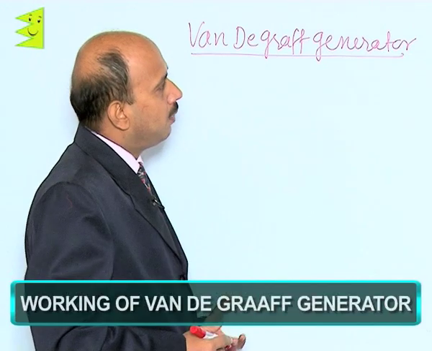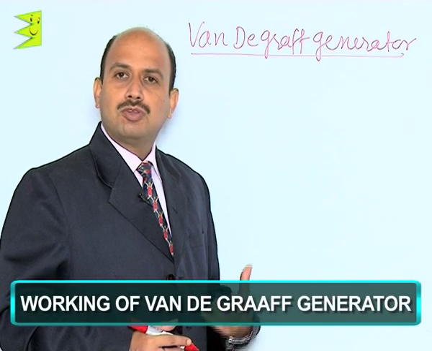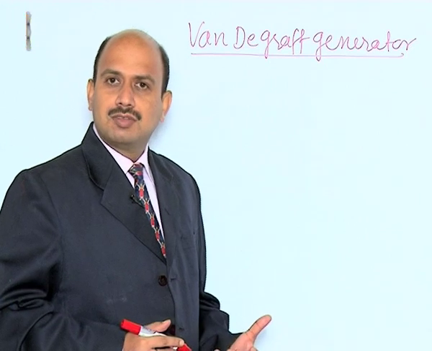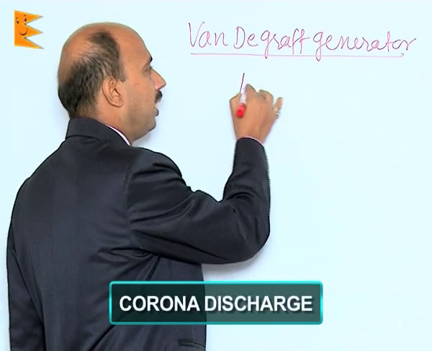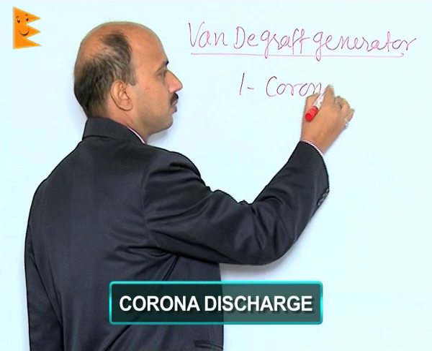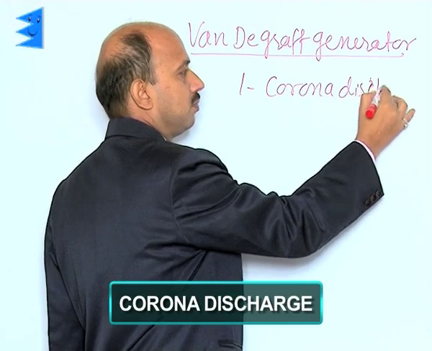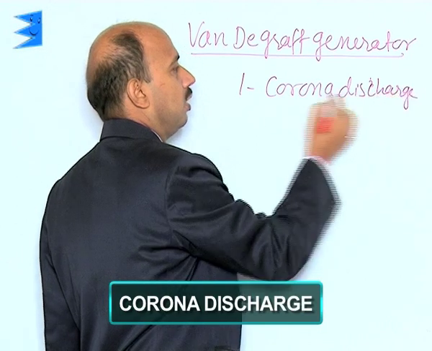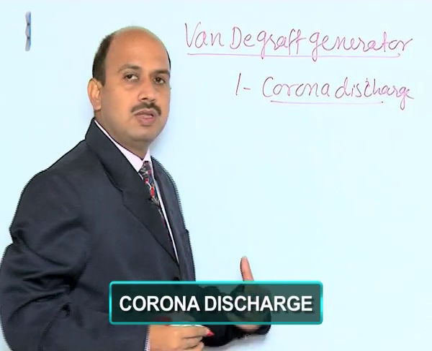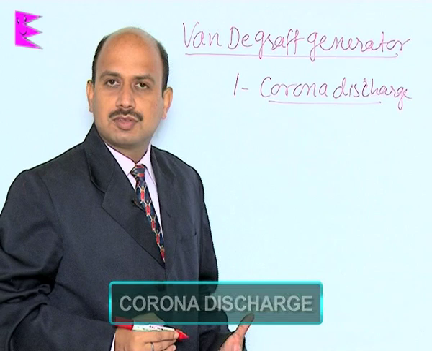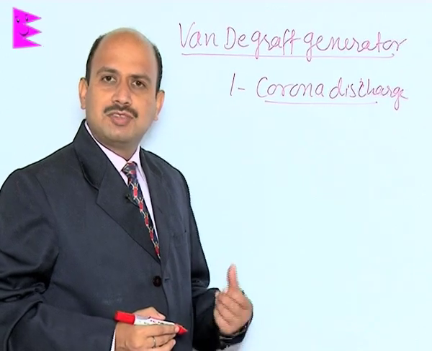So, the working of the Van de Graaff generator is based on two facts, one is corona discharge. Corona discharge is actually the action of sharp points. What happens in corona discharge?